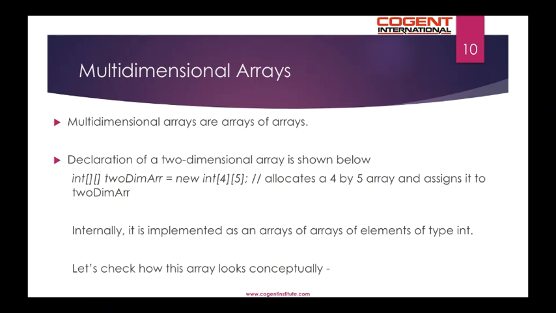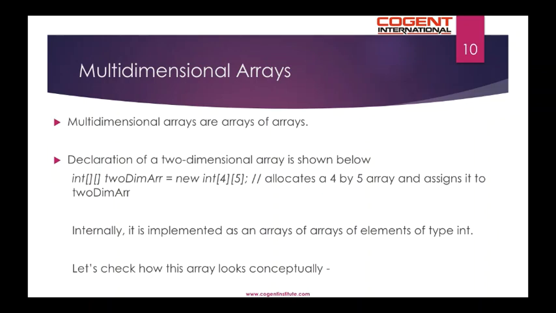Multidimensional arrays. Multidimensional arrays are arrays of arrays. Declaration of a two-dimensional array is shown below. We have the data type followed by two pairs of open and close square brackets, followed by the variable name, followed by the assignment operator, followed by the new operator, followed by the data type, followed by the sizes of both the dimensions. So it allocates a 4 by 5 array and assigns it to two-dimensional array.